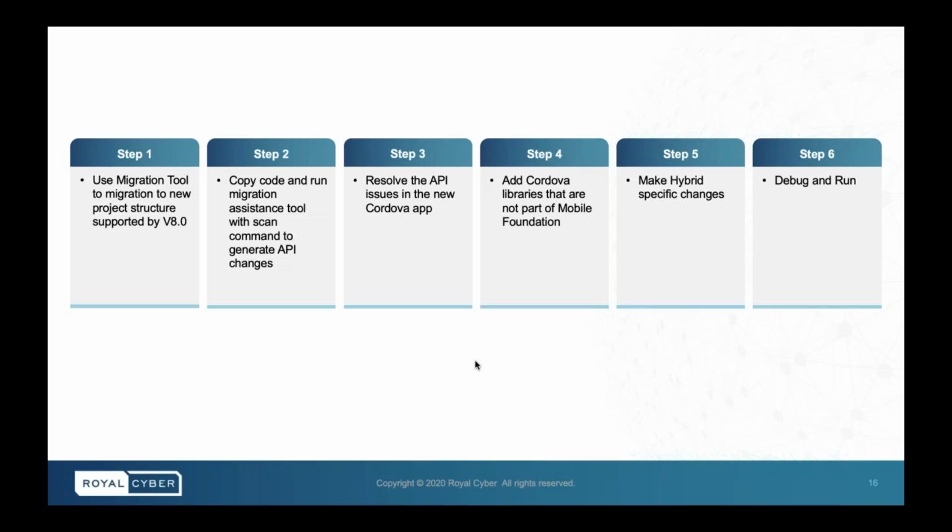Step 4 is we have to add Cordova related libraries to Mobile Foundation. Any library that is not part of Mobile Foundation, we have to manually add. Step 5 is we have to make some code level changes to run the hybrid or Cordova application. And step 6 is we debug if there's anything left or if there's any problem, and we'll try to run the application.